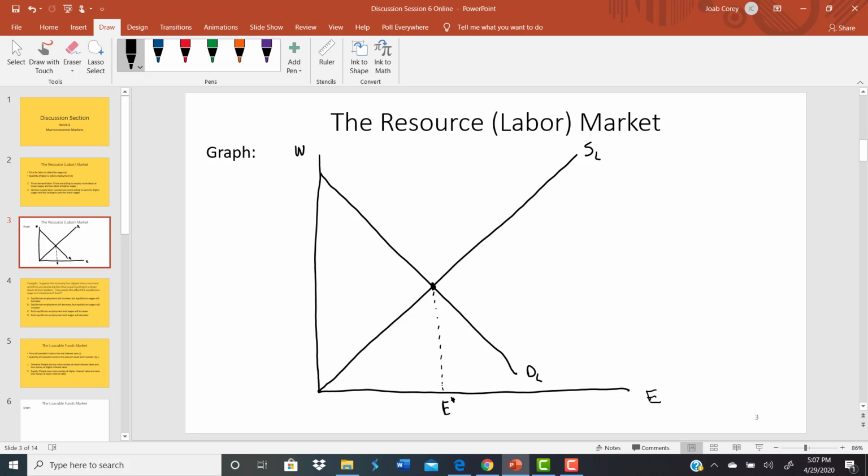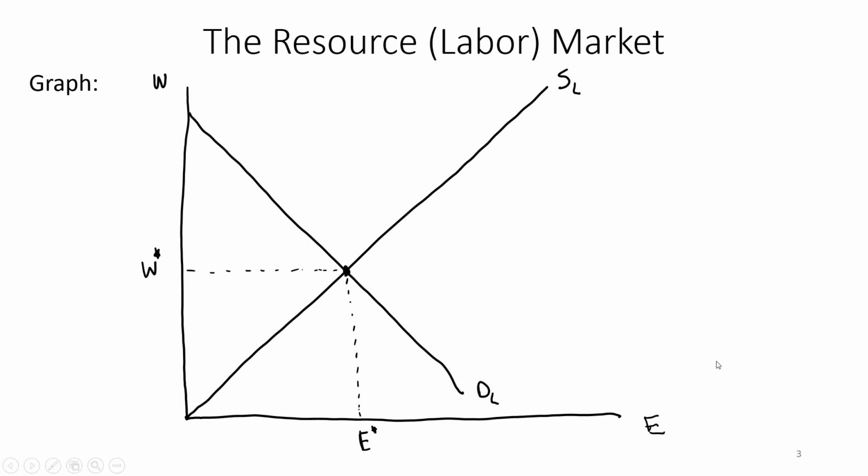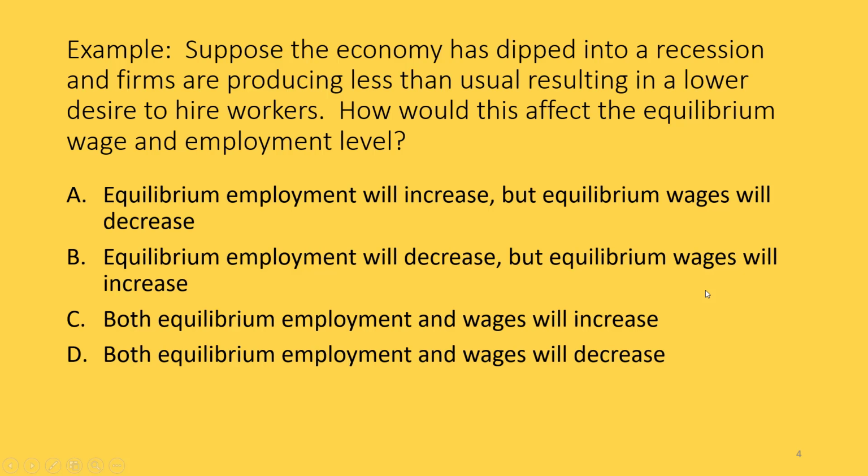That's where the number of people looking for work is equal to the number of jobs available at the equilibrium wage rate, which is the wage rate that brings the quantity of labor demanded equal to the quantity of labor supplied. So that's what your resource or labor market looks like. Again, upward sloping supply, downward sloping demand, just a different name for price and quantity. We call the price of labor the wage, and the quantity of labor employment. The mechanics of the graph work the same, but be able to answer a question about that graph.